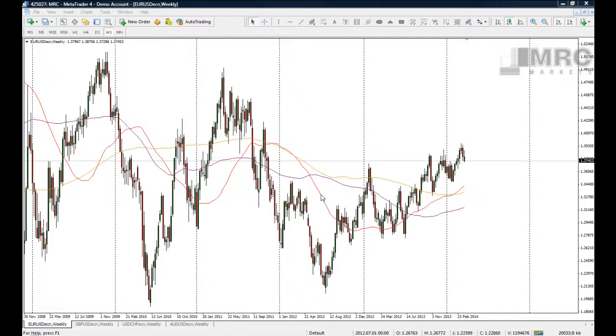For any new followers out there, we have 3 moving averages on each of these charts. The red one's a 50 simple, the purple is a 100 simple moving average, and the gold is a 200 simple moving average. Okay, let's have a look at the euro dollar.